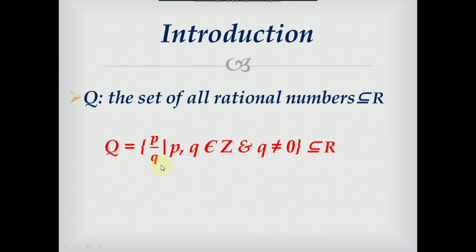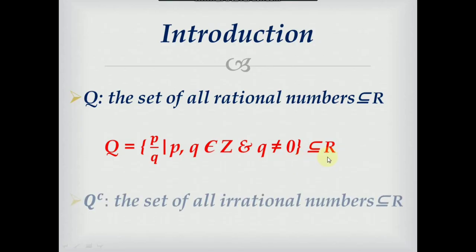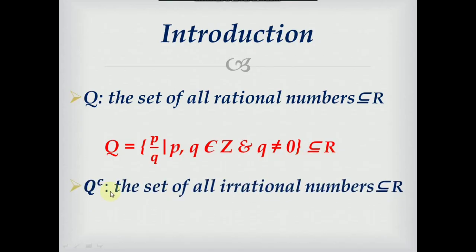Rational numbers are of the form p by q, where p, q are integers and q is a non-zero integer. This is also a subset of real numbers. Irrational numbers are also a subset of real numbers. Irrational numbers are the real numbers which are not rational numbers. So, in this way, we have studied that natural numbers, integers, rationals, irrationals, these are all real numbers. We have studied various algebraic operations on real numbers.